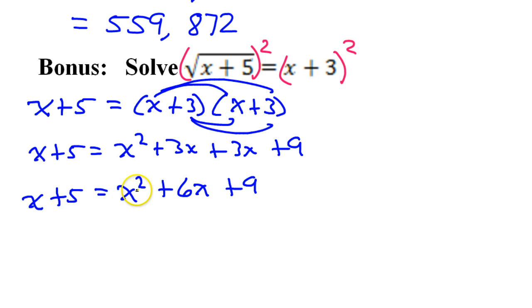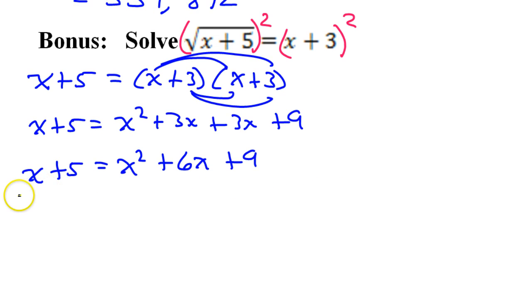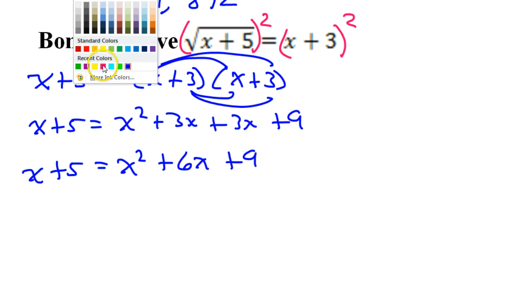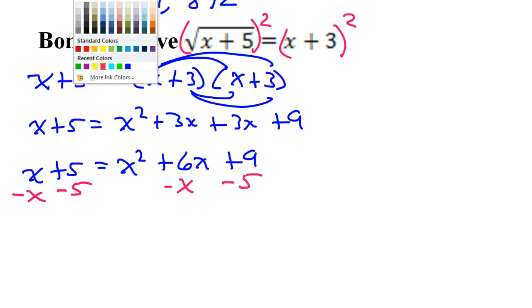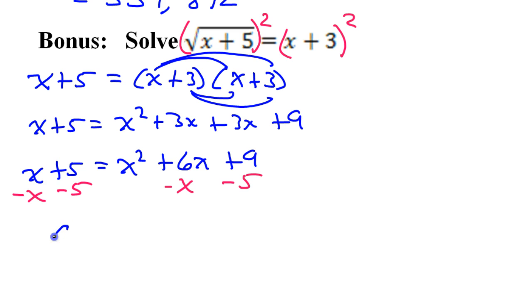Now I see that it's quadratic, and I have the square term and the x term. So I'm going to need to get 0 on one side and try to factor, or maybe even use the quadratic formula. I mean, how much of a bonus is this? How hard can it get? Could get pretty hard. So let's subtract x from both sides, and I'm just going to do this at the same time, subtract 5 from both sides. So that is going to give me 0 equals x squared plus 5x plus 4.